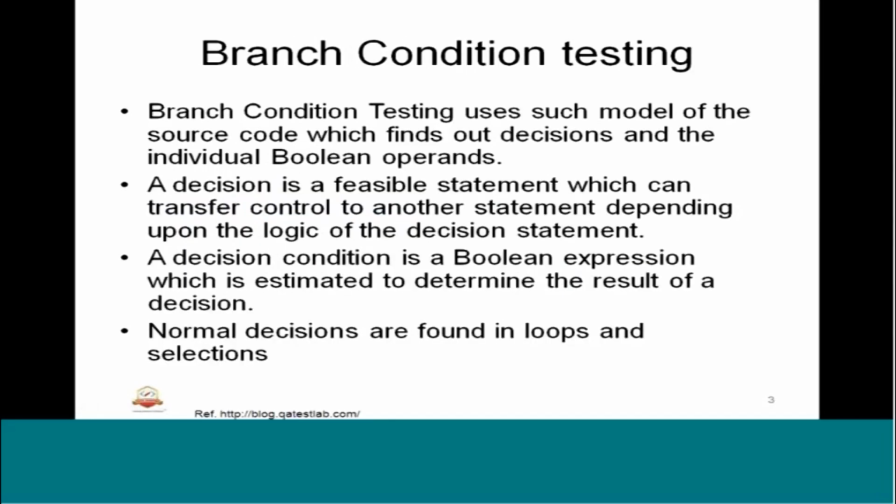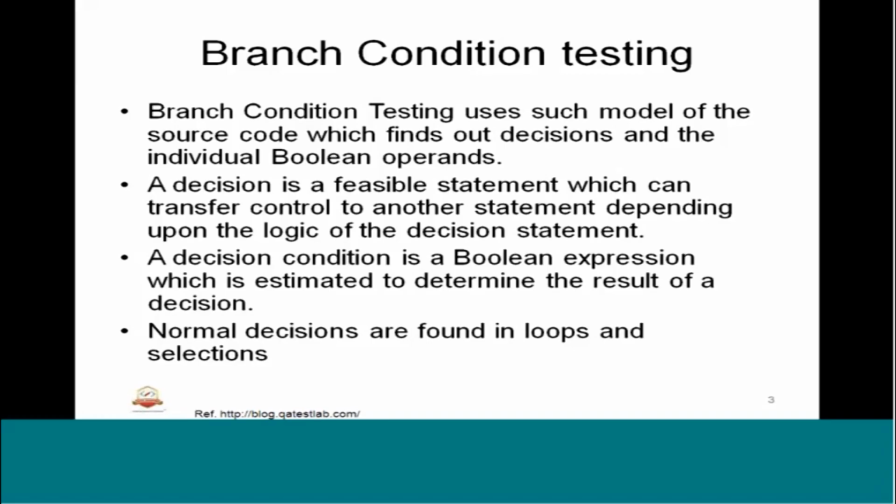So, okay, what is branch condition testing? Branch condition testing uses a model of the source code which finds out decisions and the individual Boolean operands. We know Boolean operands such as less than, greater than, less than or equal to, greater than or equal to, etc. So the decisions coming out of that are tested with the help of branch condition testing.